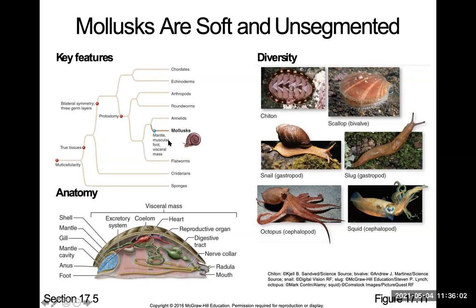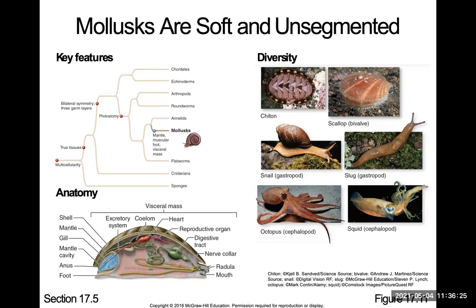It has this big foot that gets modified depending on which organism it is. Snails are using this big foot to crawl. Slugs and snails use it for crawling. Squids might use it for digging. In octopus, it gets modified into arms.